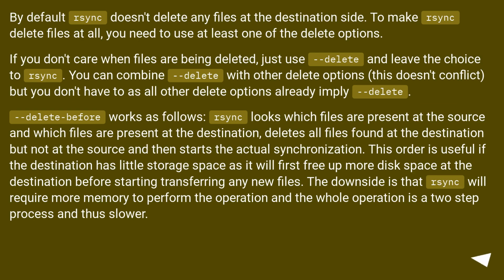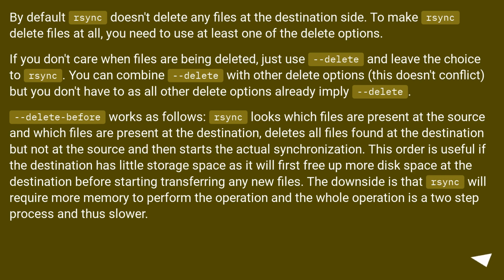By default, rsync doesn't delete any files at the destination side. To make rsync delete files at all, you need to use at least one of the delete options. If you don't care when files are being deleted, just use delete and leave the choice to rsync. You can combine delete with other delete options. This doesn't conflict, but you don't have to, as all other delete options already imply delete.